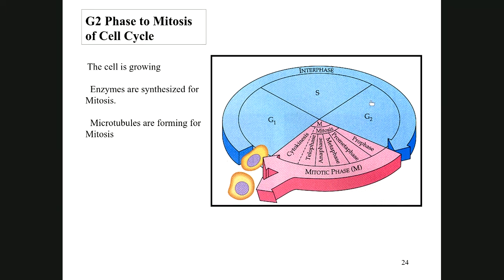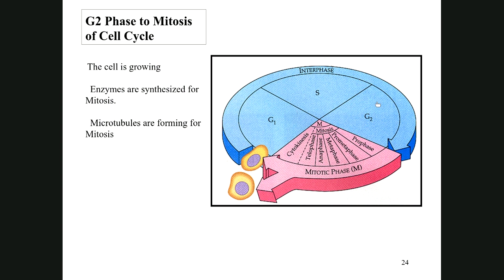G2, the cell is continuing to grow, keeps growing, more biomolecules, carbohydrates, lipids, proteins, but in here it's making enzymes to support mitosis and microtubules to form the spindle apparatus. So it's making tubulin to support the spindle apparatus for mitosis. So it's growing to get large enough so that it can divide and produce two daughter cells right before mitosis starts. So it's got to complete its growth of everything it needs for biomass, as well as everything that's going to be needed for mitosis.